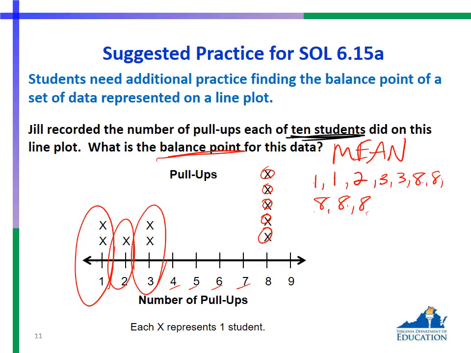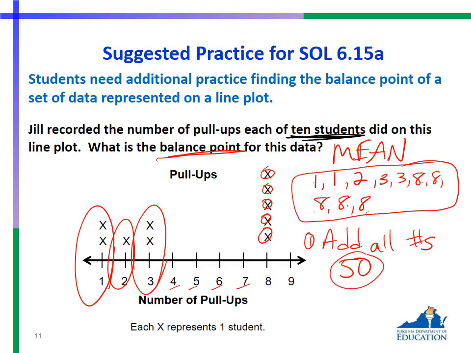If you can get that step, the next step is to find the mean. You need to add. So step 1 is adding all the numbers together. In your calculator, 1 plus 1 plus 2 plus 3 plus 3 plus 8 plus 8 plus 8 plus 8 plus 8 equals a grand total of 50. So when I added up all of the data, it equals 50.